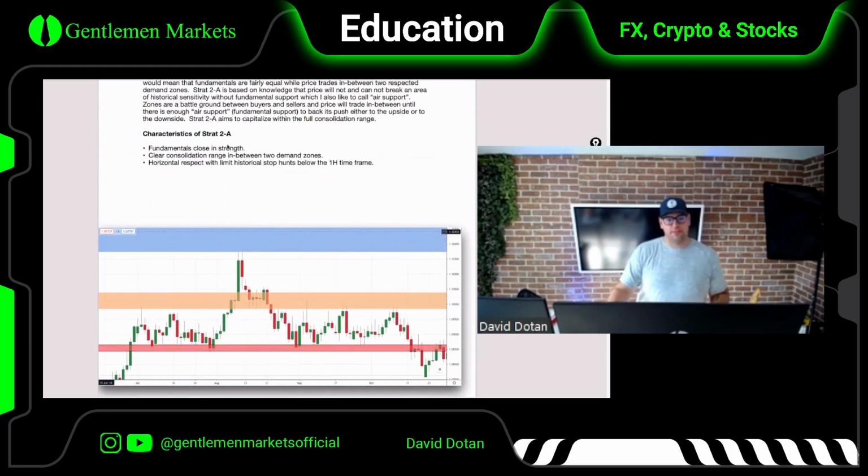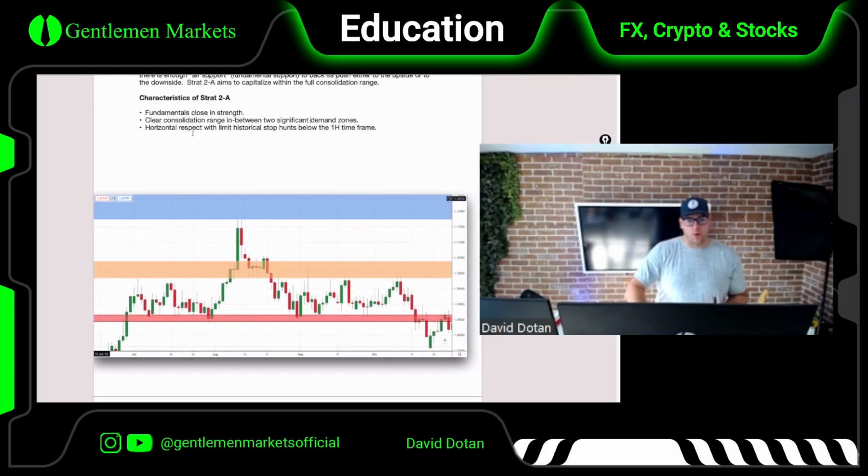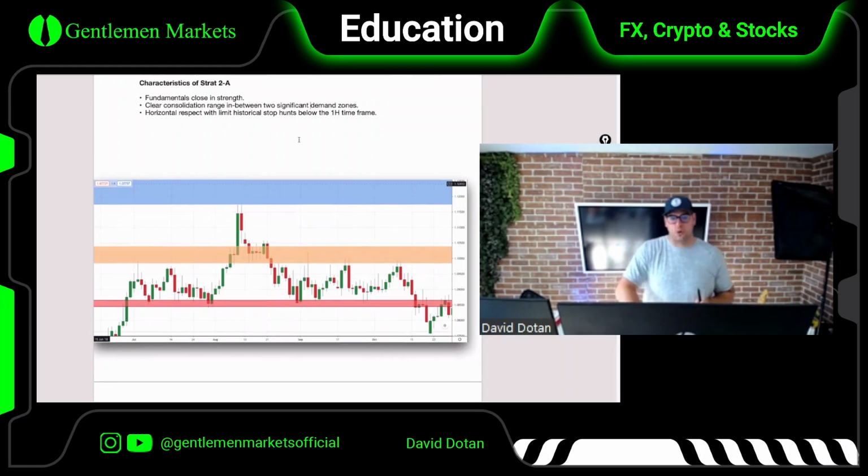Fundamentals are close in strength. They have to be very close in strength because remember, buy pressure, sell pressure, there can't be too much strength in one or the other, or they could potentially break with air support. Clear consolidation range in between two significant demand zones. Horizontal respect with limited historical stop hunts.